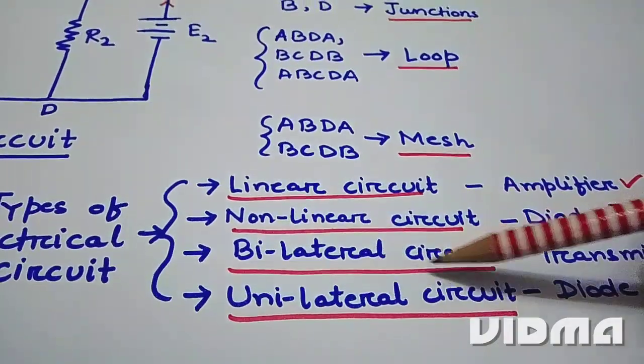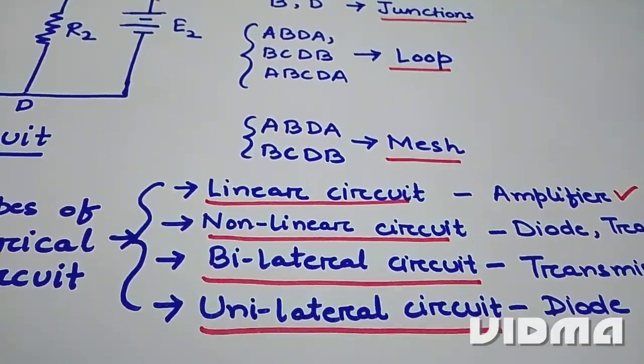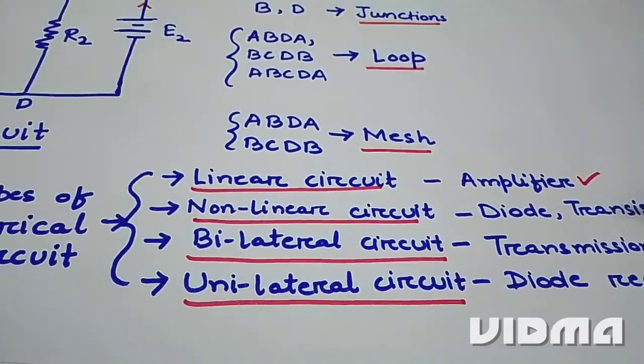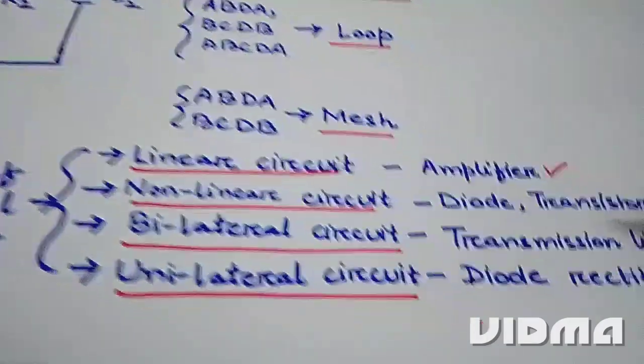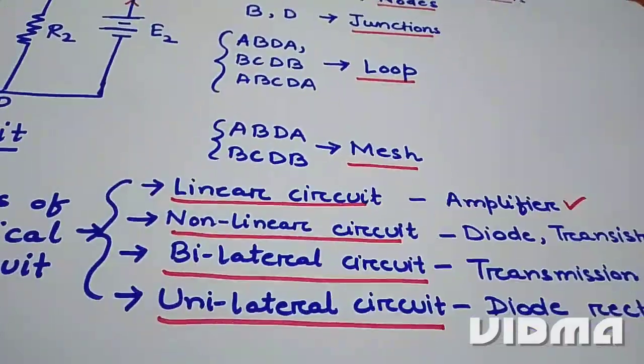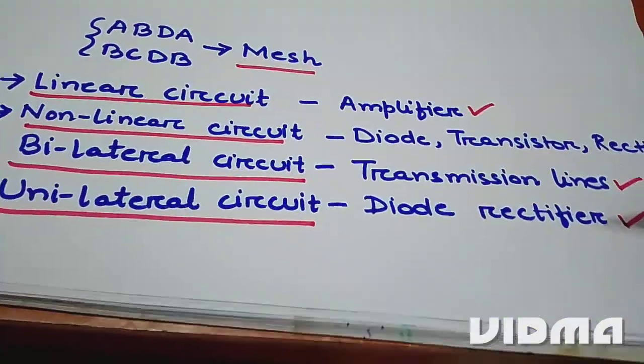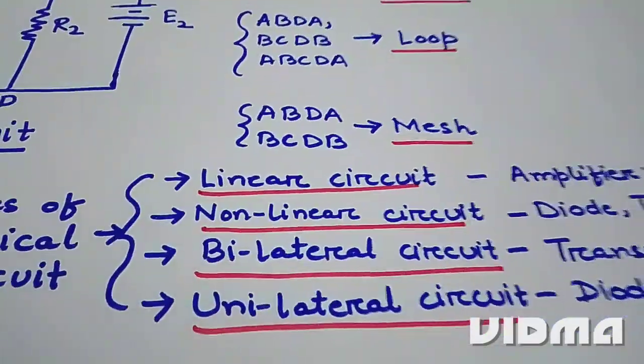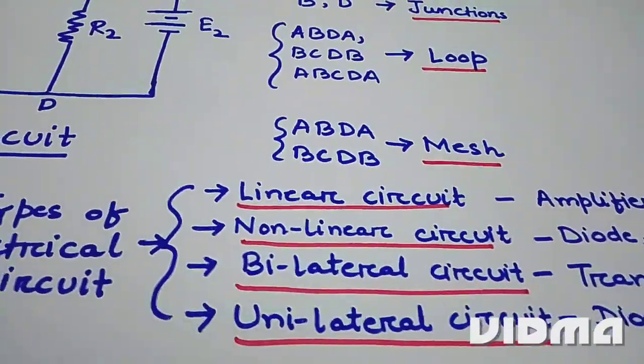Next we have the unilateral circuit. A circuit whose characteristics change with the direction of current flow is called a unilateral circuit. For example, we have the diode rectifier. A diode rectifier is a unilateral circuit as it cannot perform rectification in both directions. So these are the various types of circuits.